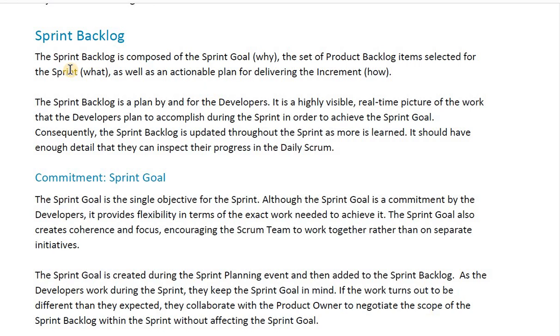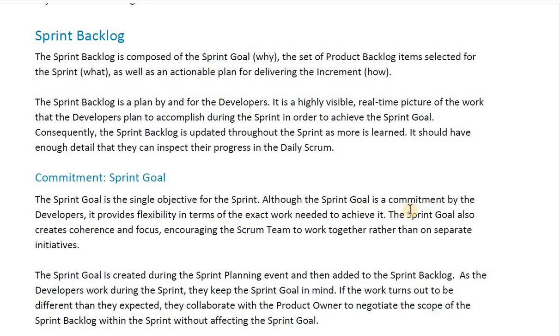It is a highly visible, real-time picture of the work the developers plan to accomplish during the sprint in order to achieve the sprint goal. Consequently, the sprint backlog is updated throughout the sprint as more is learned. It should have enough detail that they can inspect their progress in the daily Scrum. Commitment: sprint goal. The sprint goal is the single objective for the sprint.